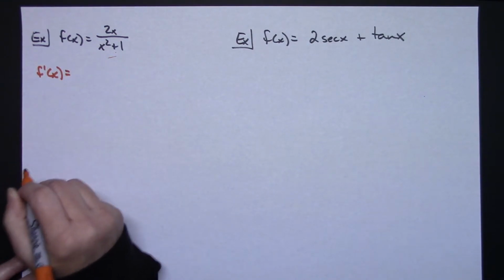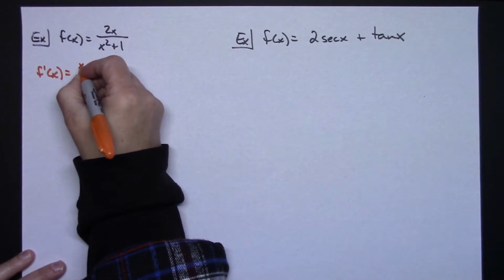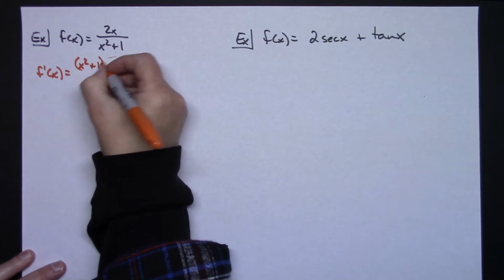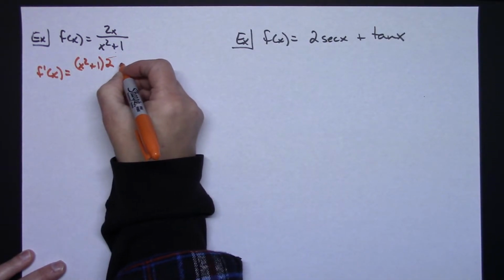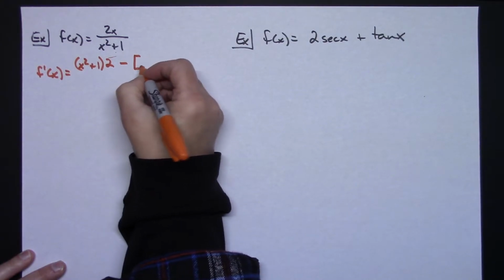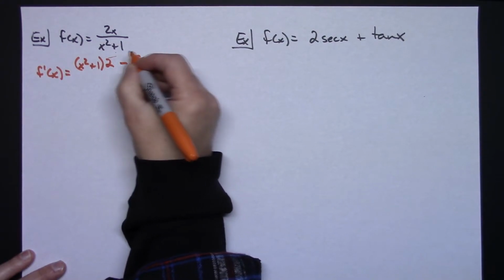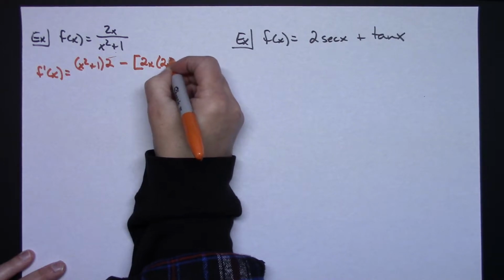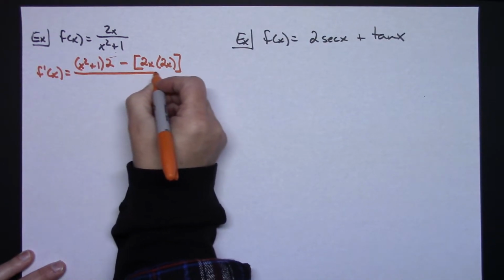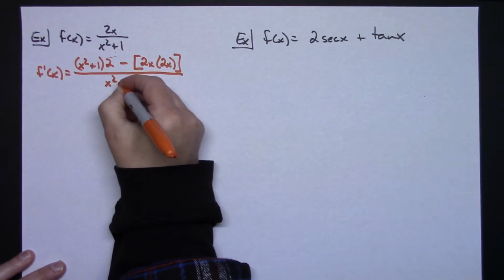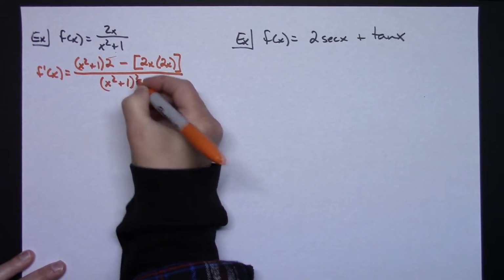Okay, so we've got to do quotient rule on that. So the bottom, x squared plus 1, times the derivative of the top, which is 2, minus the top, 2x, times the derivative of the bottom, so 2x. And then all over the bottom squared. So x squared plus 1 quantity squared.